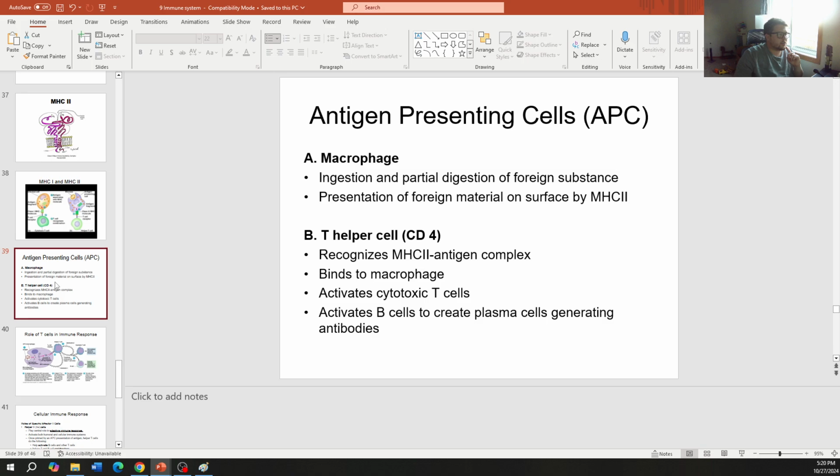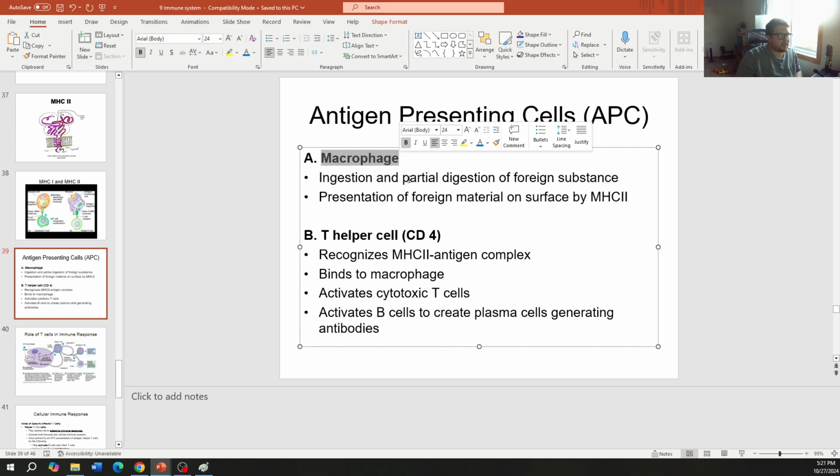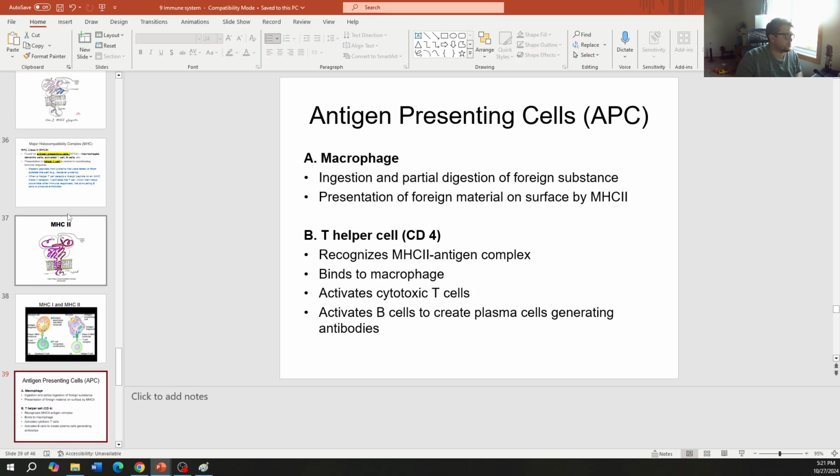We also have these other cells known as the antigen-presenting cells. We have macrophages, which deal with part of the ingestion and partial digestion of foreign substances. And they have the MHC2 on them. And then T helper cells, they recognize the MHC2 antigen complex, and they bind to the macrophage in order to go activate the cytotoxic T cells. So this is part of that MHC2 response.